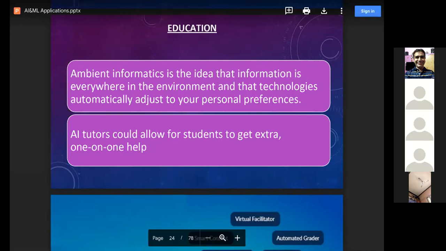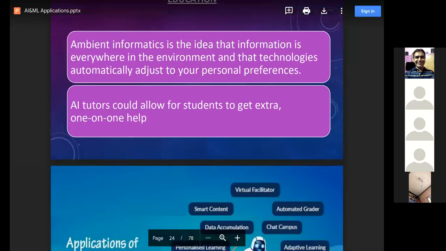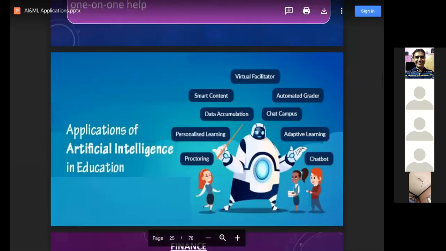Then you have an AI-based tutor for a student to get extra one-on-one help. That is, if a student is unable to do something, you have various tutoring management systems already being developed. They extensively use AI techniques, like Byju's and others. They have an interactive system such that the user feels that a tutor is specially there for him or her. But it is ultimately the AI which is running at the back end, providing the necessary help.